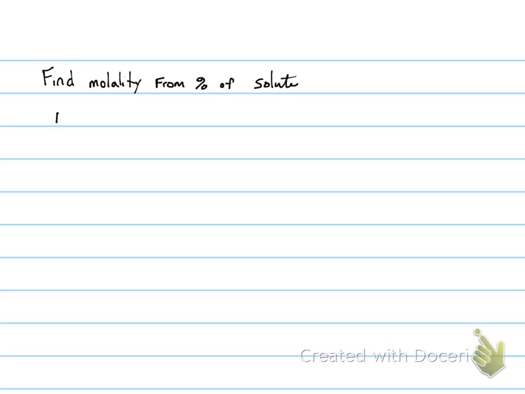Moving right along, finding the molality from the percent of a solute. So given we have 13 grams plus X grams of solvent, they're going to equal 100 grams total. Remember, that's the assumption that we make because it's a percent by mass. X grams is going to be equal to 87 grams.